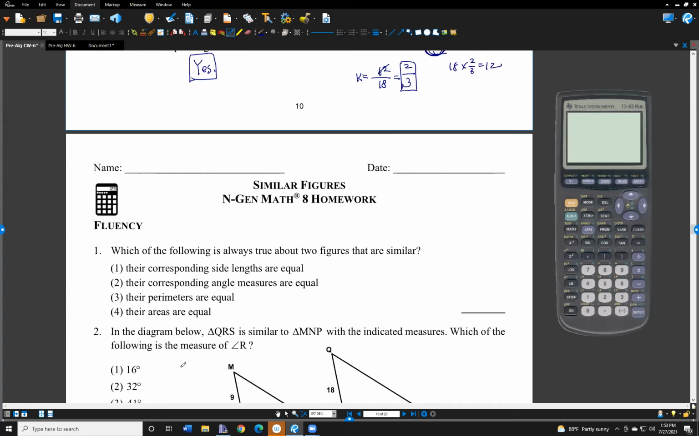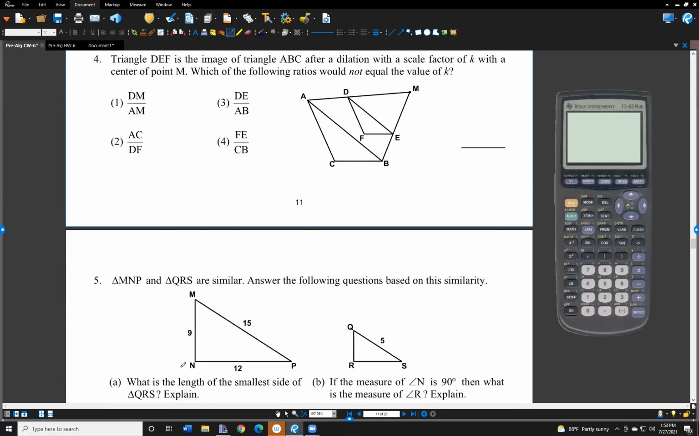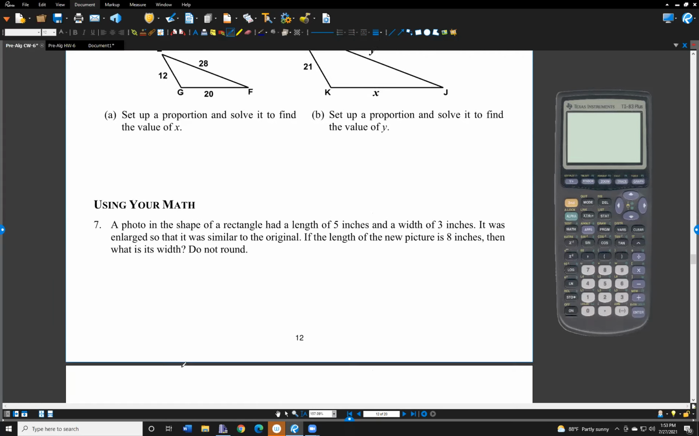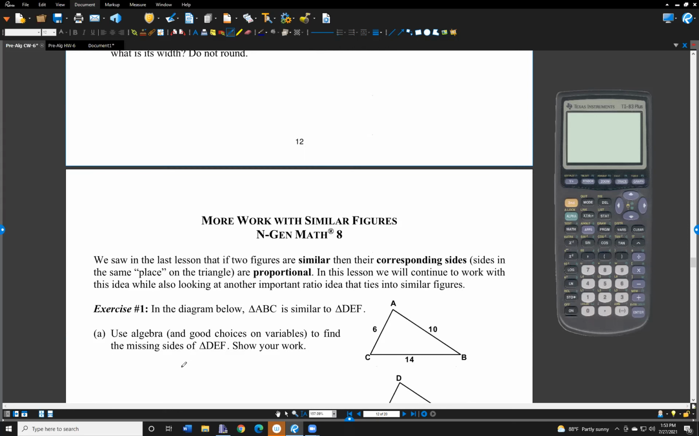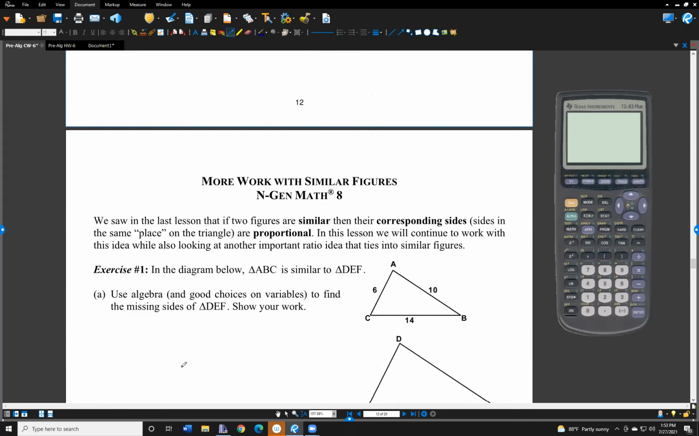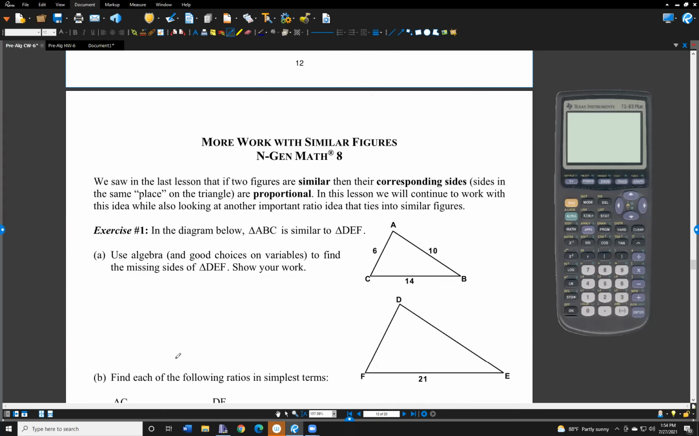All right, now move on. This is going to be your homework today, okay? I'm going to send it out with a different header. We're going to have a little more practice with algebra. Now we're going to use algebra to find the missing numbers.